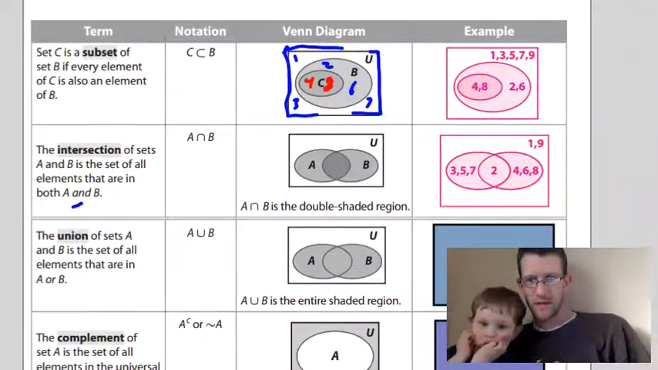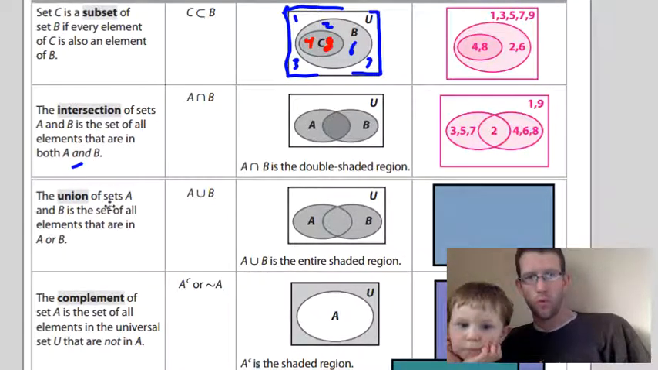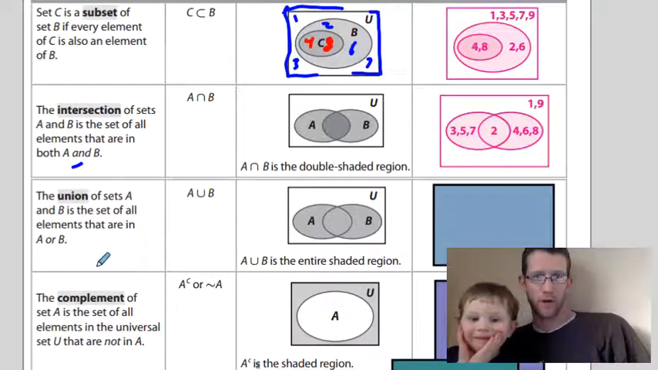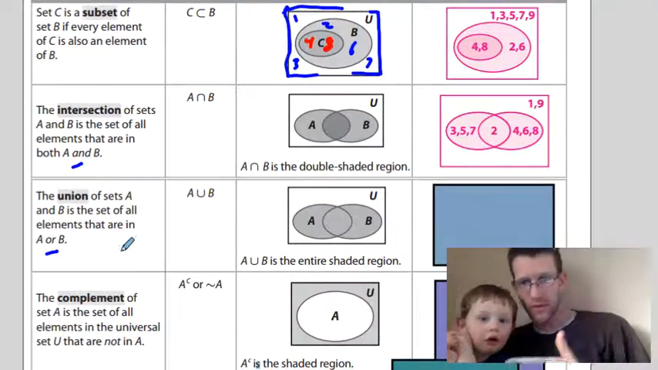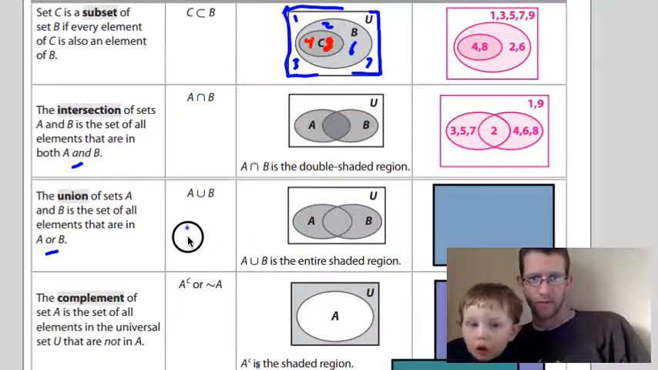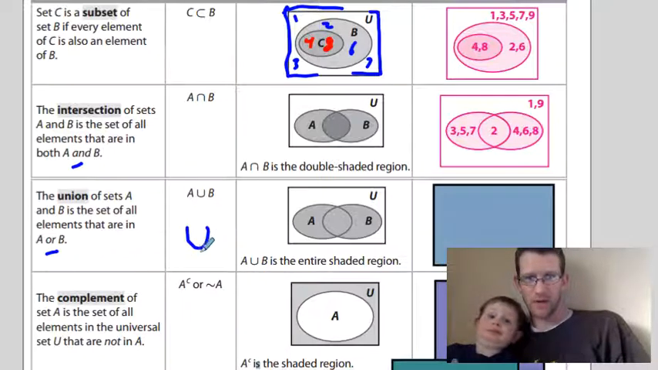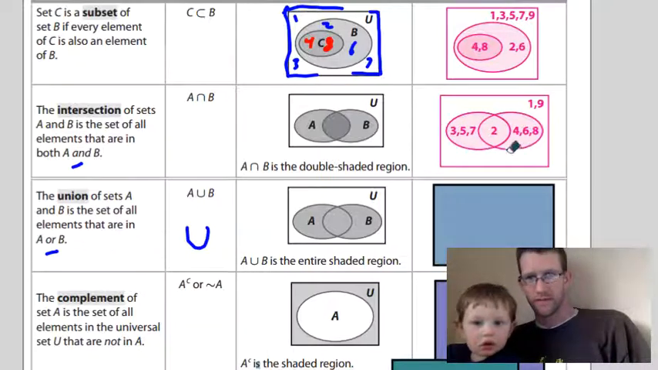Okay, next one down. The union of sets A and B represents all elements that are in A or B. Again, our Boolean operator is OR. So if it meets either condition for set A or set B, it'll be included in that union. The union, you can think of it's not a U, but it's kind of represented by this big U shape. So therefore, we can remember union. And in this case, sets A and B, we can refer up here, basically include all of these values, right? 2, 3, 4, 5, 6, 7, and 8.